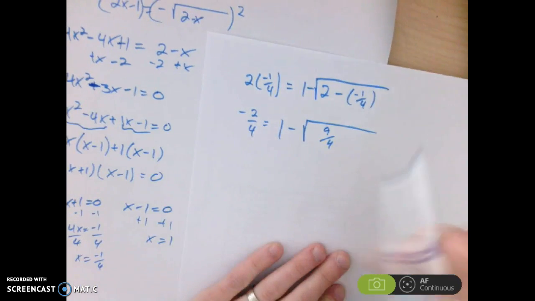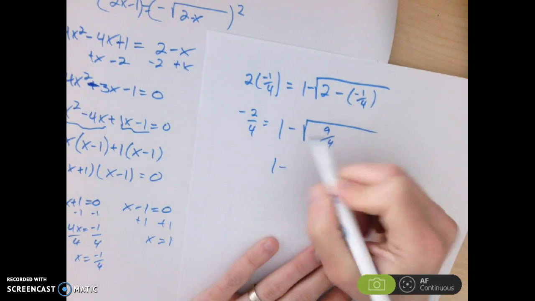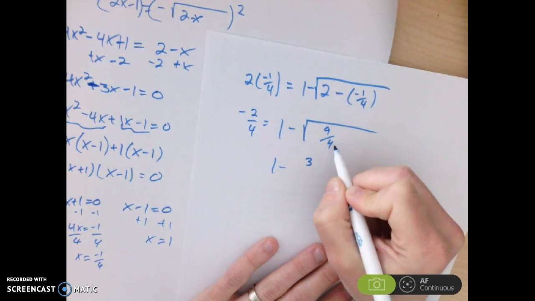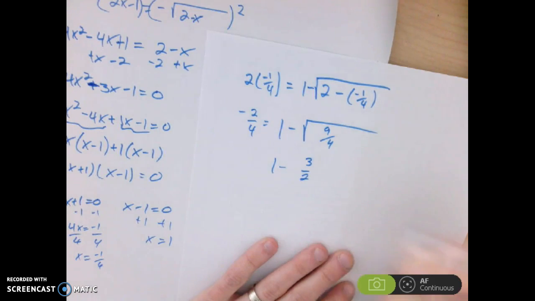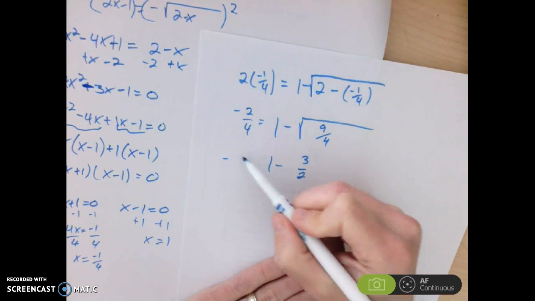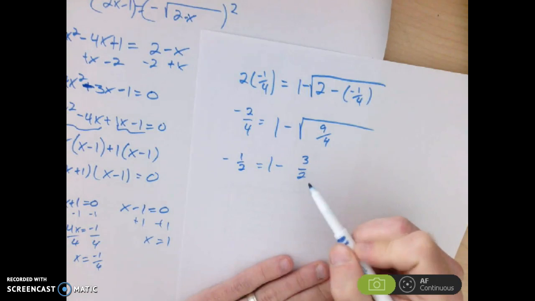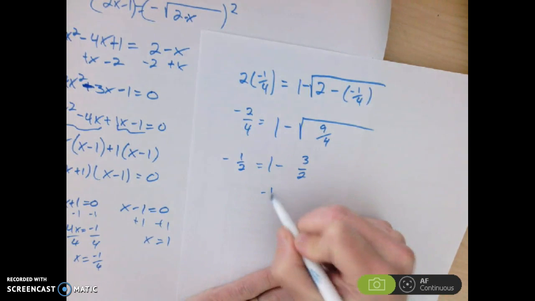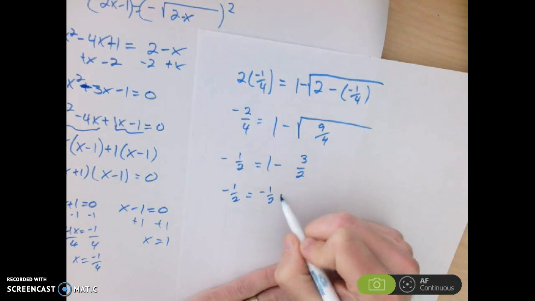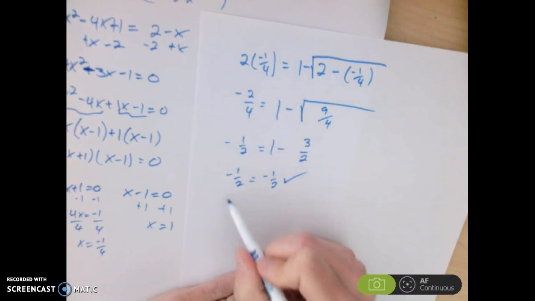If I remember my square root rules, I can say that this is really 1 minus the square root of 9, which is 3, over the square root of 4, which is 2. So negative 2/4 is the same as negative 1/2, so negative 1/2 equals 1 minus 3/2. 1 minus 3/2 is negative 1/2, so I get negative 1/2 equals negative 1/2. So that one worked.